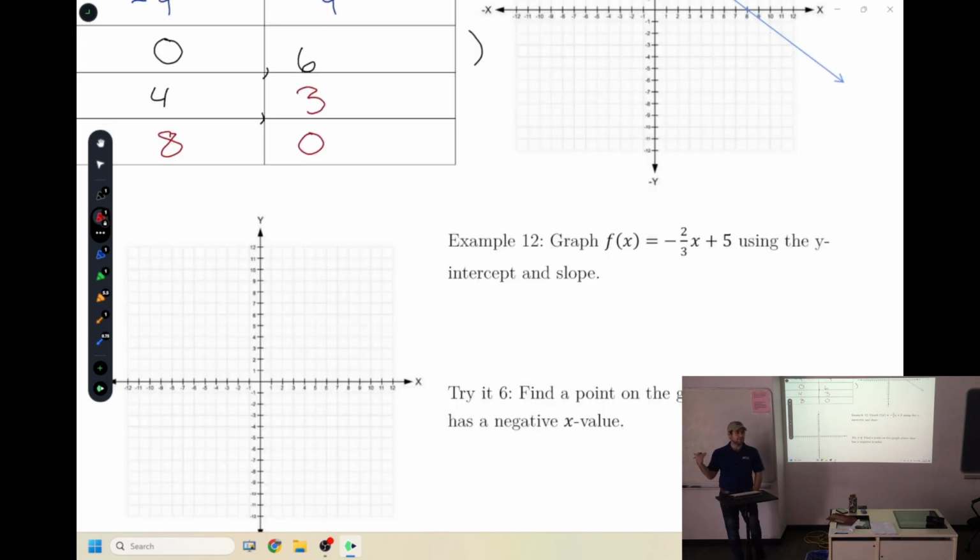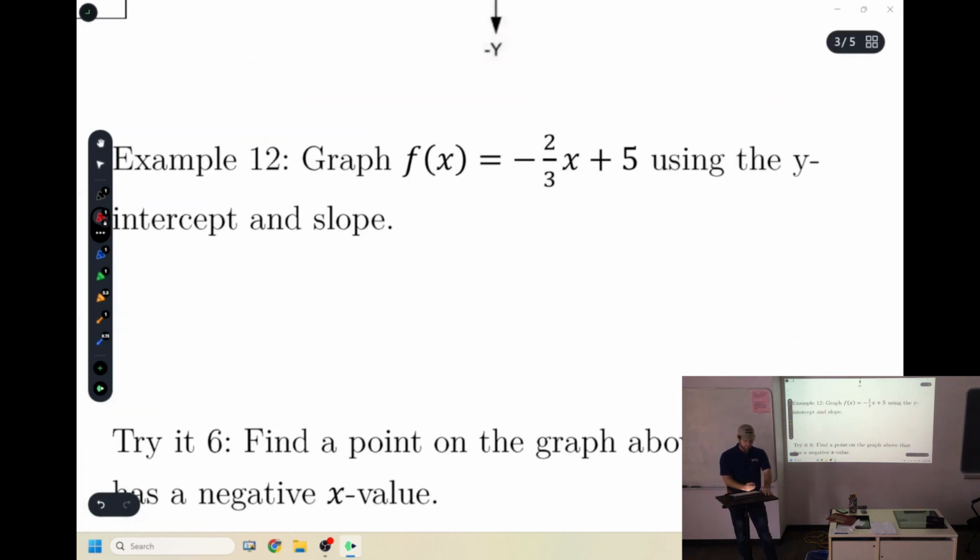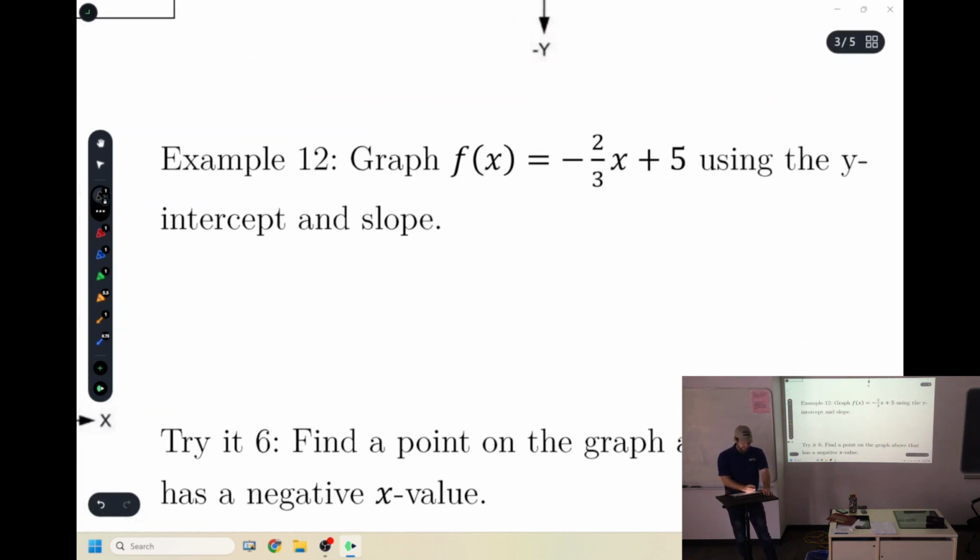Example 12, completely different. You could do the same thing. You're taking a test, do the first thing or the second thing, do which one makes more sense. This is a chance to do it without ever plotting more than 1 point. It's saying, hey, we gave you the y-intercept because somebody yelled it out earlier.